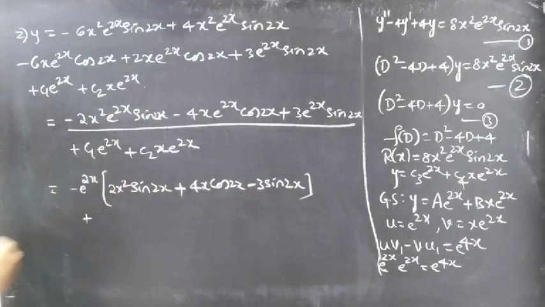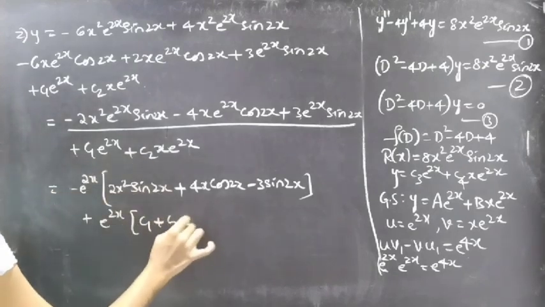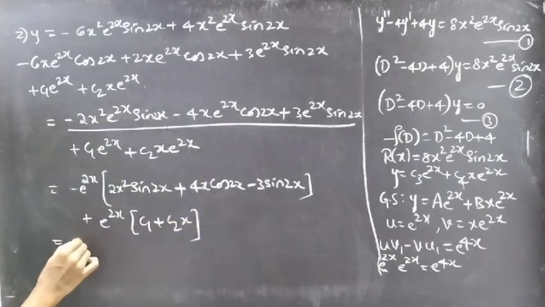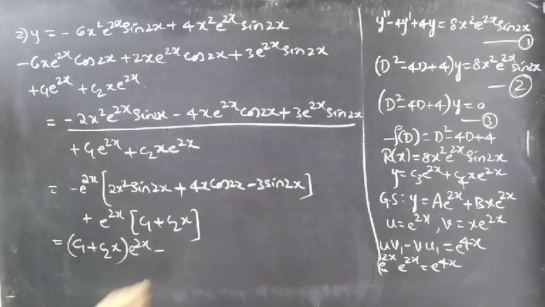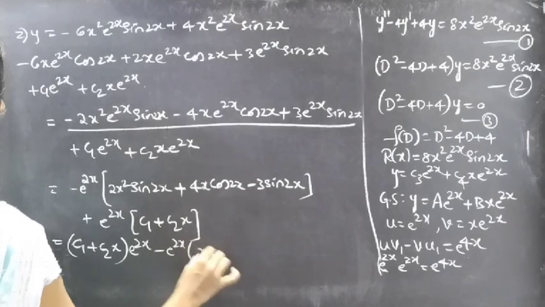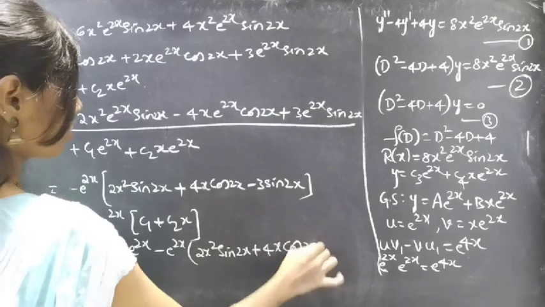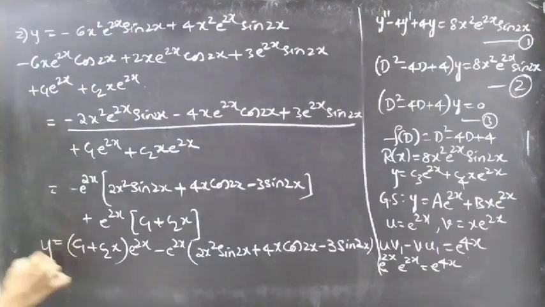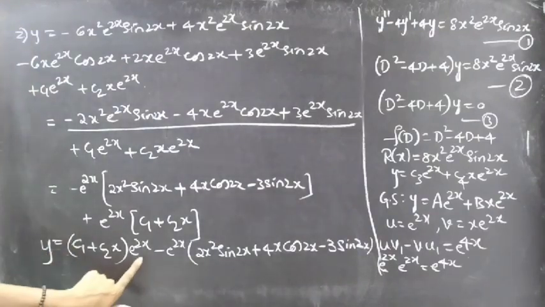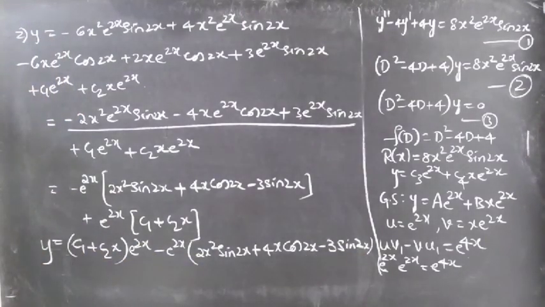Now take e power 2x common from the last two terms. We'll get e power 2x times c1 plus c2x, right? Or we can just write this as c1 plus c2x into e power 2x minus e power 2x times 2x squared sin 2x plus 4x cos 2x minus 3 sin 2x. Okay? Therefore, y equals c1 plus c2x e power 2x minus e power 2x times 2x squared sin 2x plus 4x cos 2x minus 3 sin 2x, which is the required solution to our problem.